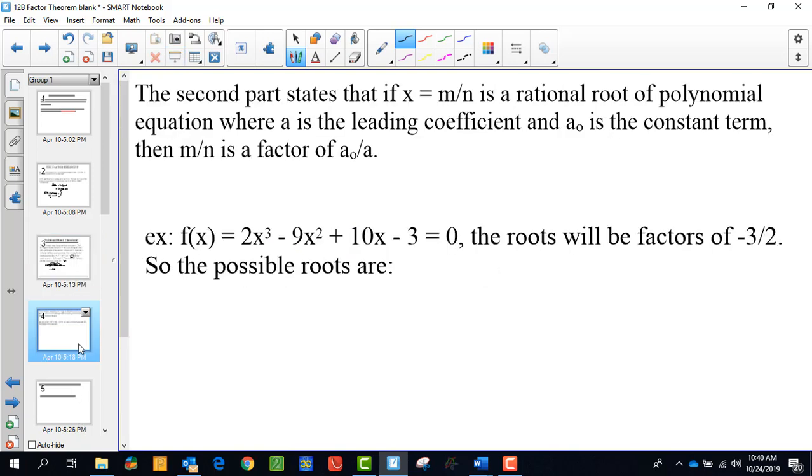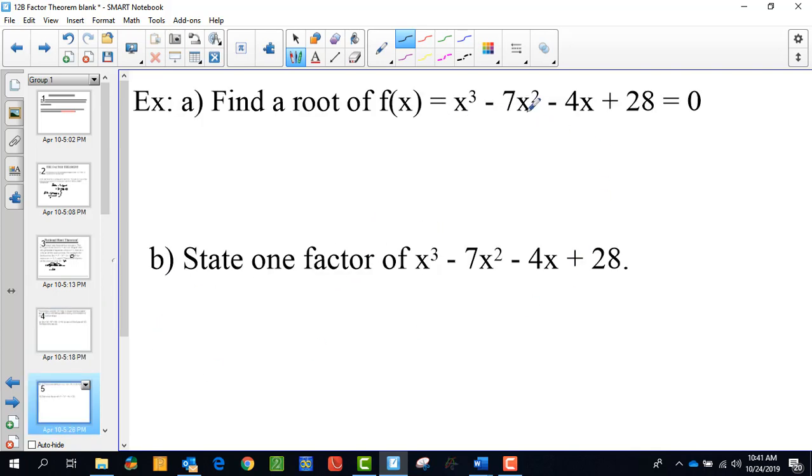So what does that mean in terms of how we do this? Well, it means that if you have a polynomial like this, let me just show you, x cubed minus 7x squared minus 4x plus 28 equals 0, the possible roots are 1 and 28, because those are factors, 2 and 14, those are factors of 28, and 4 and 7. And the other possibilities, they're all plus or minus, right? They're all plus or minus 4 and 7, plus or minus 2 and 14, and plus or minus 1 and 28.